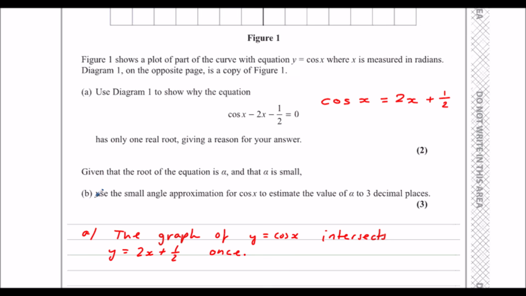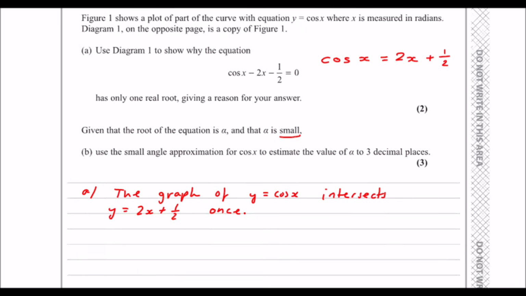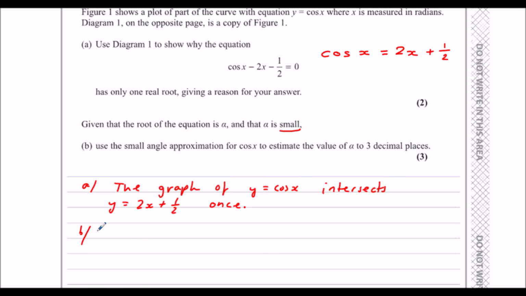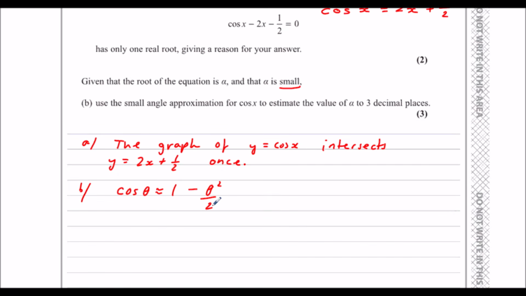Part B, so we're given the root of the equation is alpha, and alpha is small. We can use the small angle approximation for cos x to estimate the value of alpha to 3 decimal places. So the small angle approximation of cos x says cos theta or cos x is approximately equal to 1 minus theta squared over 2. So that's our small angle approximation that we're going to be using. So instead of cos x, we can write 1 minus x squared over 2. So 1 minus x squared over 2, and then we've got minus 2x minus a half equals 0.